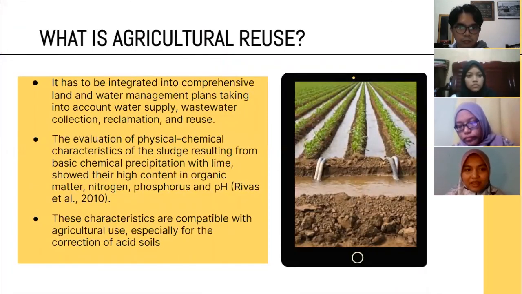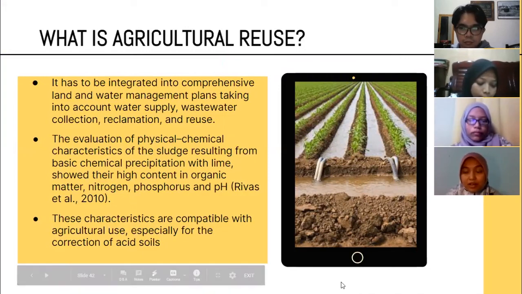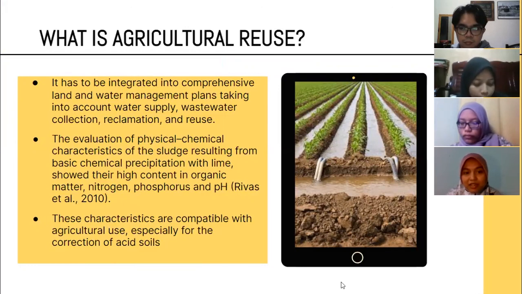Okay, next. So what is agricultural use? It has been integrated into comprehensive land and water management plans, taking into account water supply, wastewater collection, reclamation, and reuse. And then the evaluation, according to Rivas et al. in 2010, of the physical characteristics of the sludge of the cheese whey water resulting from the basic chemical precipitation with lime show that they have high content of organic matter, nitrogen, phosphorus, and pH, which makes these characteristics very compatible with the agriculture use, especially for the correction of the acid soil. Okay, next.